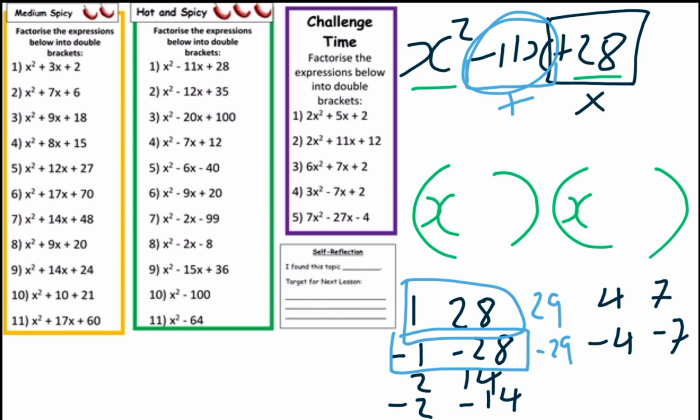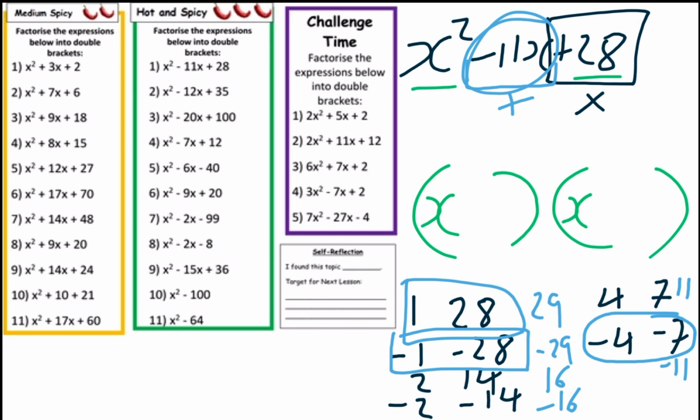Let's have a look at the next one, 2 and 14. If I add 2 and 14 together, I get 16, but that's not minus 11. Minus 2 and minus 14 makes minus 16. 4 and 7 make 11. I don't want 11, I want minus 11. And minus 4 and minus 7 does make minus 11. So those 2 are the factors that I'm looking for.